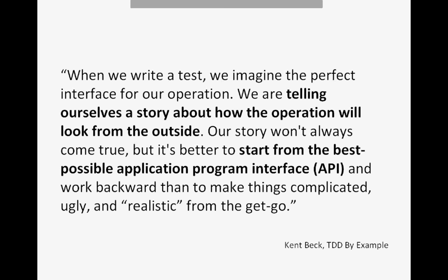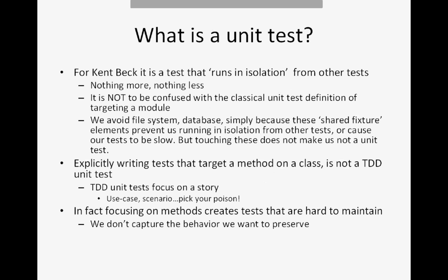Okay. Kent's quite explicit. What we're doing is telling the story of how the operation looks from the outside, how the application programming interface for our code goes. The API is not one class. The API is the public interface to a module. In an enterprise application, it's the service layer. In a hexagonal architecture, it's the ports layer. This is where we expose our code base. It's not the implementation details.